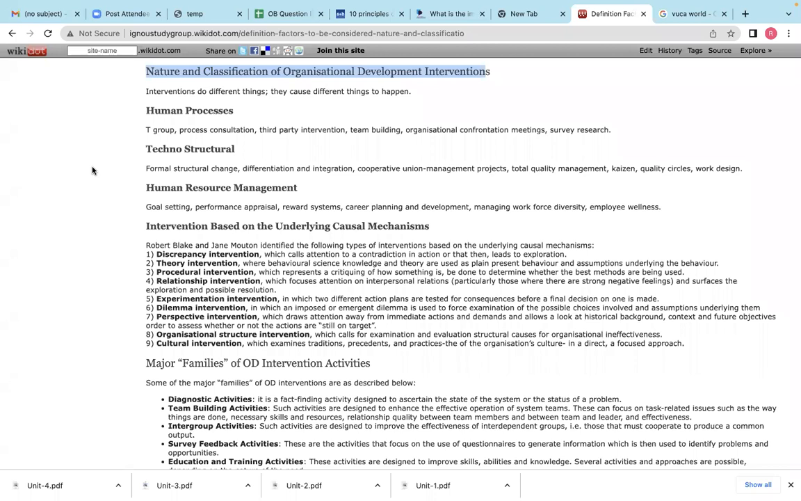One, the interventions could be based on human processes. Things like T group, process consultation, third party intervention, team building, organizational confrontation meetings. These are all types of human process related interventions. So T group is nothing but you bring together a set of individuals, 15 to 20 individuals, and train them on the sensitivity aspect. Basically, it is a sensitivity training which you do.